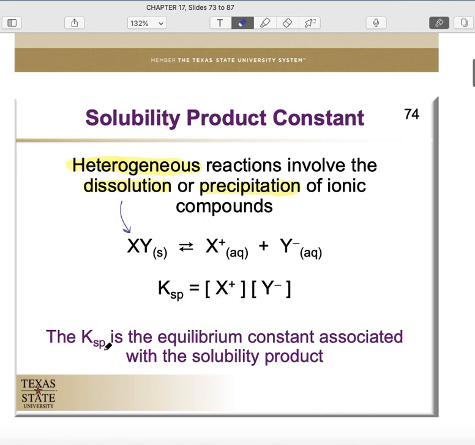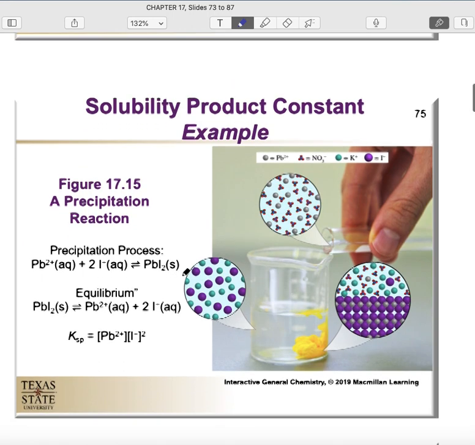Now, that Ksp is the equilibrium constant associated with the solubility product, but again, it's basically the same type of idea that we have used for K's in the past. We now call it Ksp to indicate solubility product.